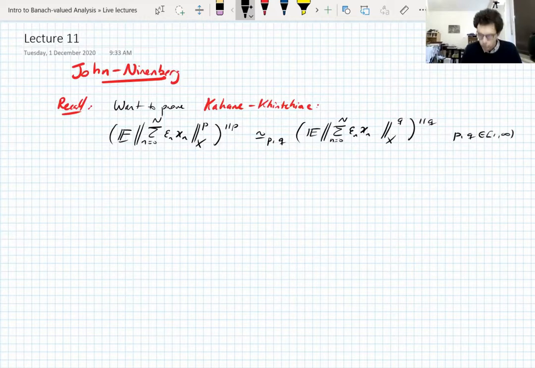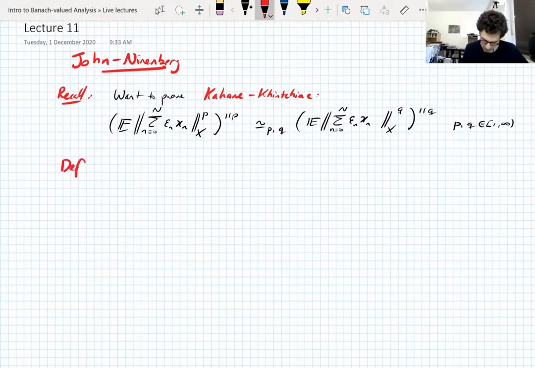And I'm stating it between 1 and infinity, but you can actually go all the way down to 0, not including 0, once you've formulated that appropriately. I just don't want to talk about quasi-Banach, you know, Bochner spaces or anything like that. But if you check the proof, you'll see that there's no actual requirement that P and Q are greater than 1 here. You can go less than that, and occasionally that's useful. But not in this course, I don't think. So this is the Kahane-Khintchine inequality. This is what we want to prove.